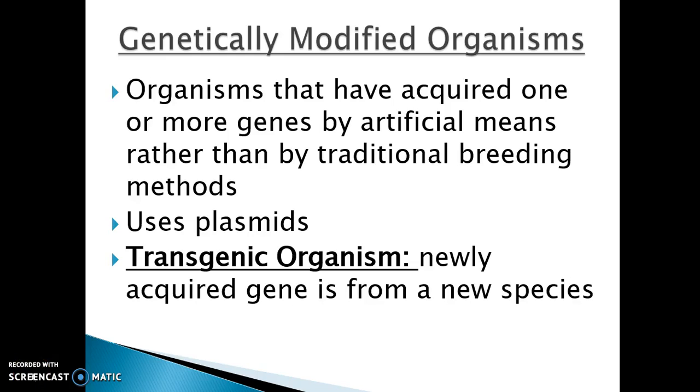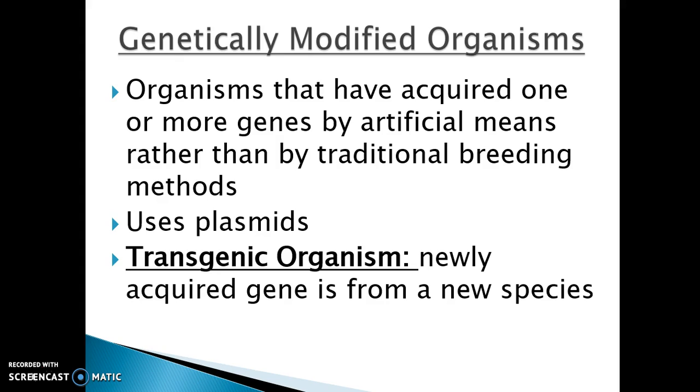We're going to continue our unit on biotechnology, and we're going to start off talking about genetically modified organisms, or GMOs. These are organisms that have acquired one or more genes by artificial means rather than by traditional breeding methods. And again, when we're doing things with genetically modified organisms, we're going to use plasmids, those circular pieces of DNA. There are a lot of genetically modified organisms: bacteria, plants, animals.